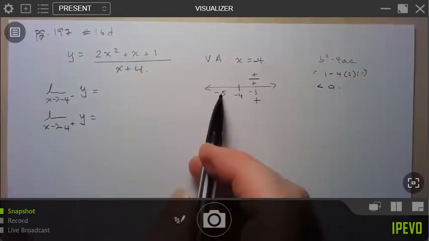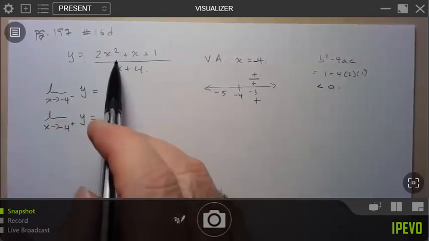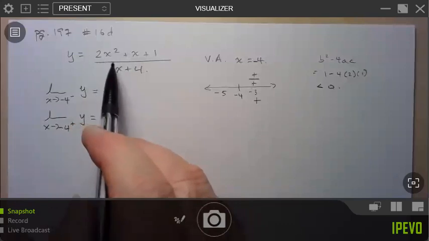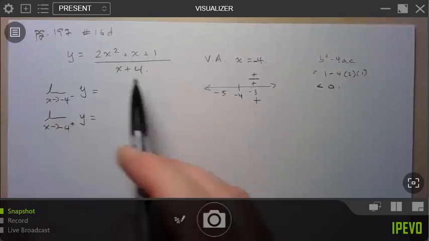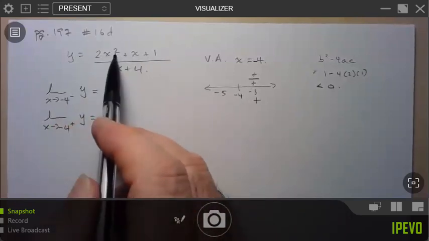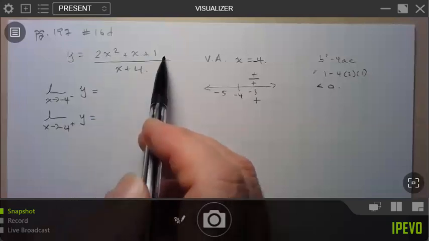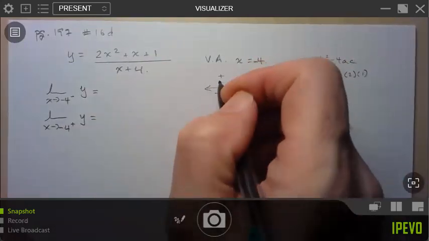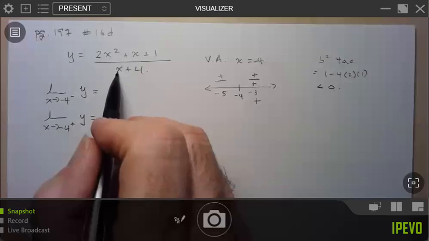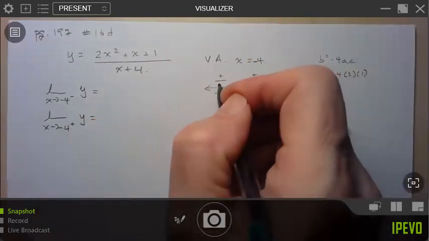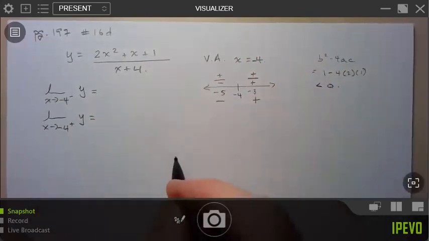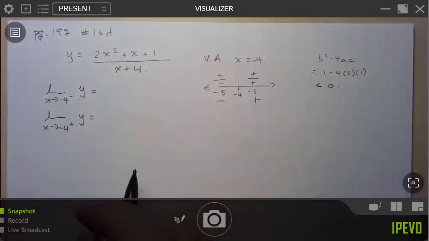And I realized, wait a minute, if this thing has no x-intercepts, it means if it's positive on one side, it must be positive everywhere. Let me just check it here. 2 times 25 is 50 minus 5 plus 1. Definitely positive in the numerator, but in the denominator, -5 plus 4 is negative. So that means it has to be negative to the left of -4.